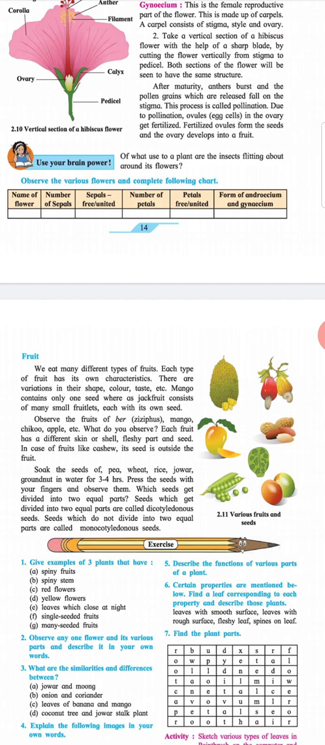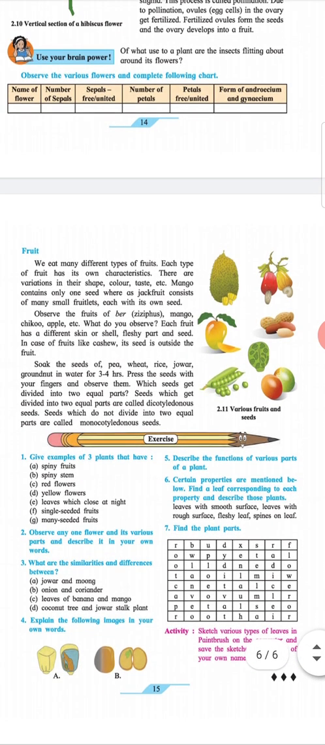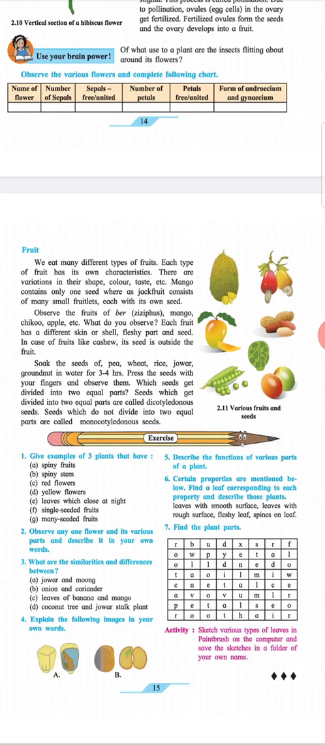Heading: Use your brain power. Of what use to a plant are insects flitting around its flowers? Observe the flowers and complete the following chart. Headings: name of flowers, number of sepals, sepals free or united, number of petals, petals free or united, forms of androecium and gynoecium.